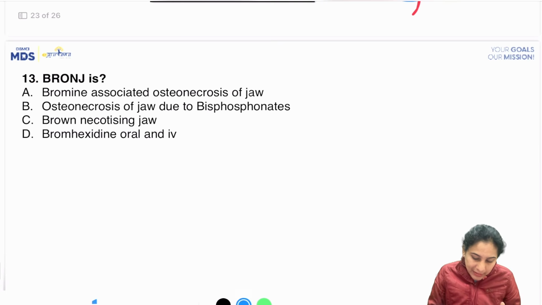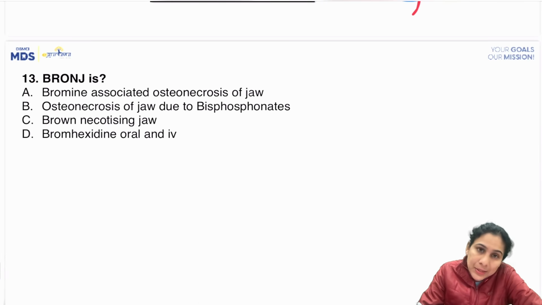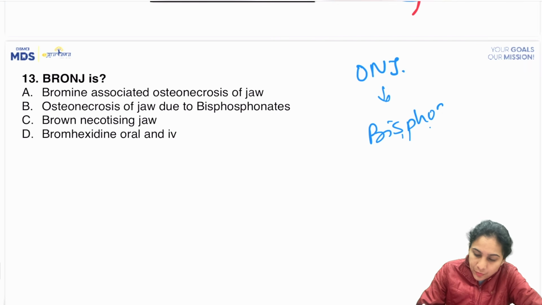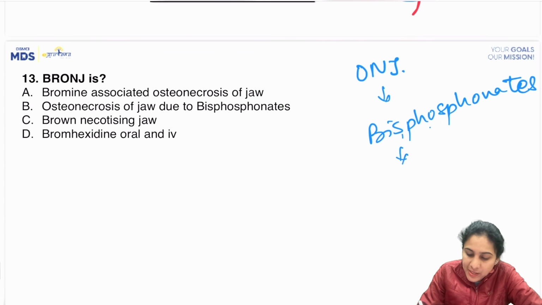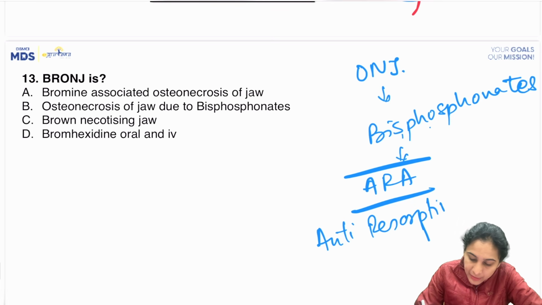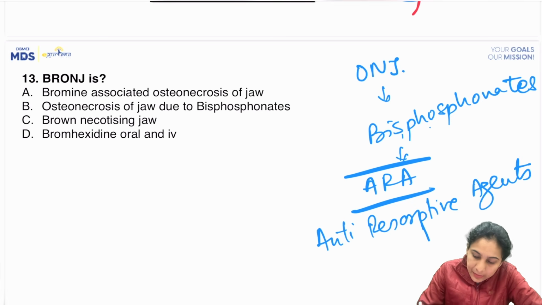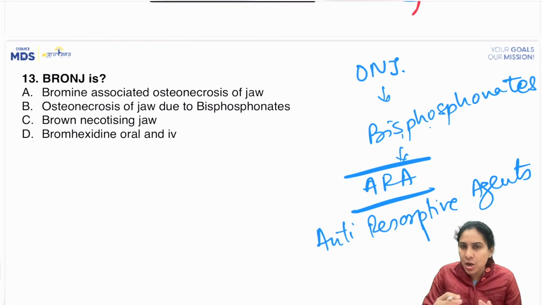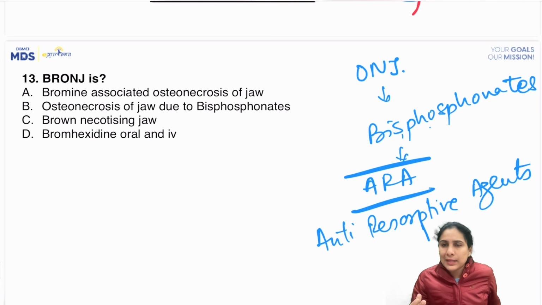Okay, next question, a relatively easy one. What is BRONJ? BRONJ is a disease, osteonecrosis of the jaw, which is seen due to bisphosphonates. What are bisphosphonates? Bisphosphonates are broadly in the category of anti-resorptive agents or drugs. There are so many others, like raloxifene and monoclonal antibodies.